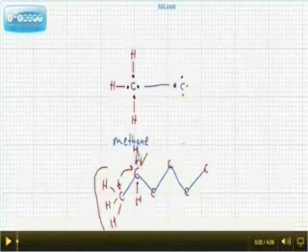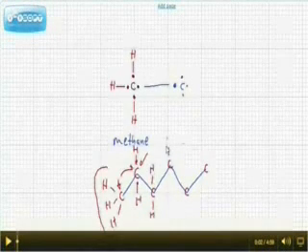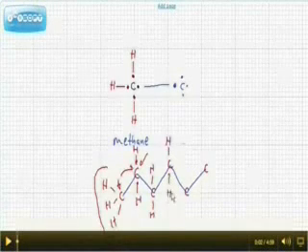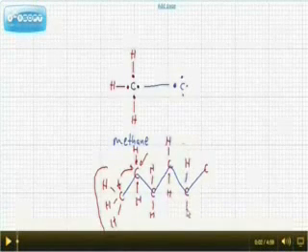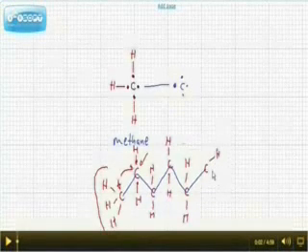This carbon would have 2 hydrogens attached to it. This carbon also would have 2 hydrogens attached to it. So would this carbon, and this carbon, and this carbon, and this carbon, and this one, once again, would have 3 hydrogens attached to it.